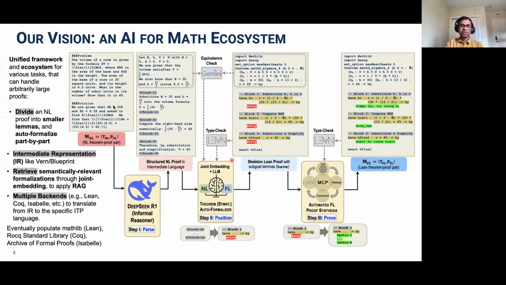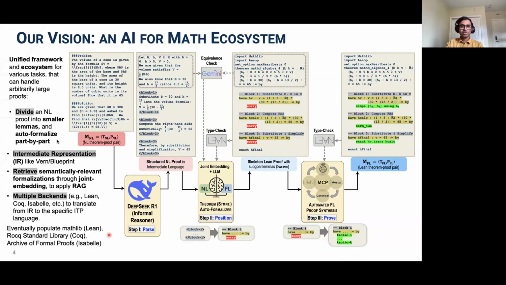Thereafter, we want to retrieve semantically relevant formalizations using joint embeddings. This can allow us to apply retrieval augmented generation effectively. And finally, we want the system to support multiple backends like Lean, Coq, Isabelle, so translating from the intermediate representation into the specific proof assistant language. Ultimately, our goal is to populate major libraries like Mathlib for Lean, the Coq standard library, and the archive of formal proofs for Isabelle.